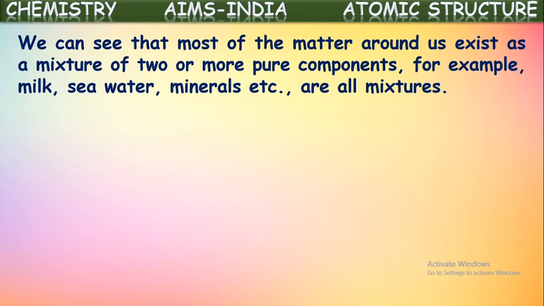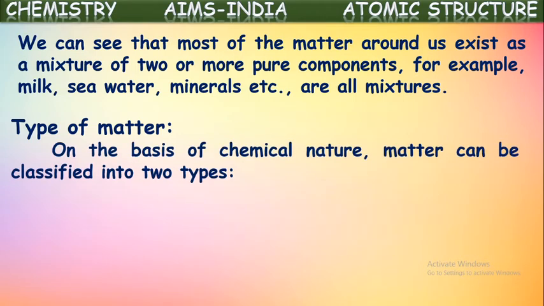So seawater is a mixture. If you see milk also, milk seems like one component, but it is made up of some water and some fat particles. These all are mixed in that. Even minerals also come under mixtures. They are made up of more than one kind of particles in them, so they are called mixtures. So how many kinds of mixtures are here? We can see so many kinds of mixtures around us. So how can we classify them? How many types of mixtures are there?